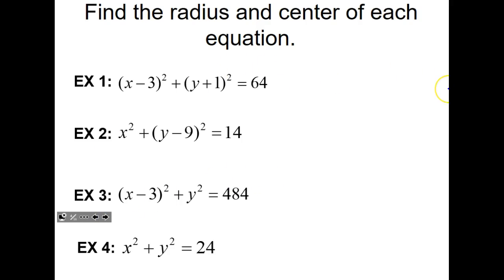Alright, so for this next part, we've got lots of equations. It's asking us to find the radius and the center of each equation. So for this one, let's see. Hannah, what's the center of number 1? 3, negative 1. And Skylar, what's the radius? It will be 8. Very good. Because we take the square root of that 64. Okay. Justice, what would the center be for number 2?